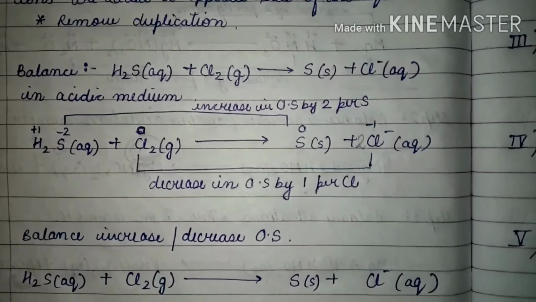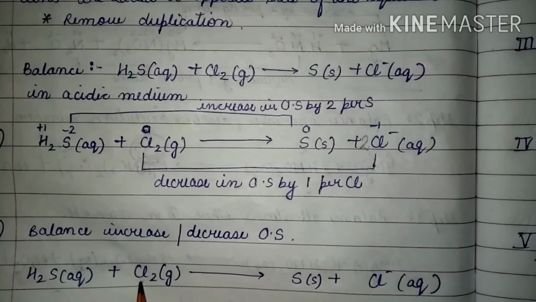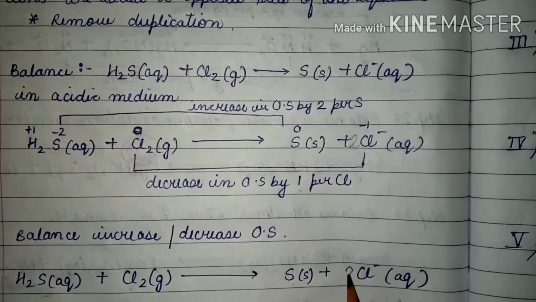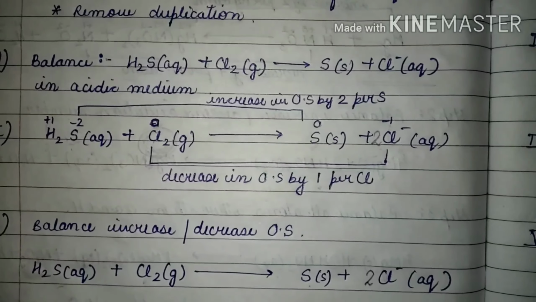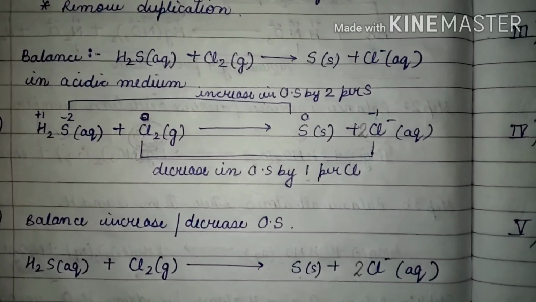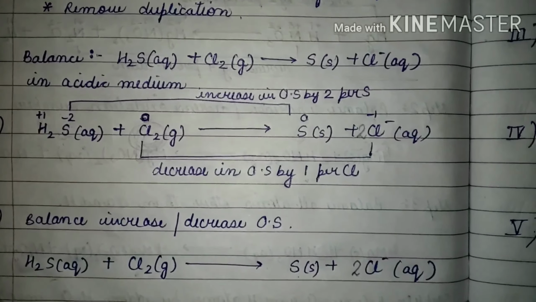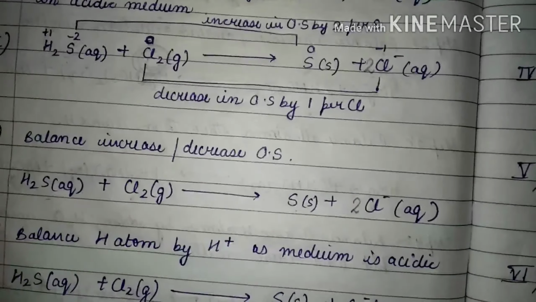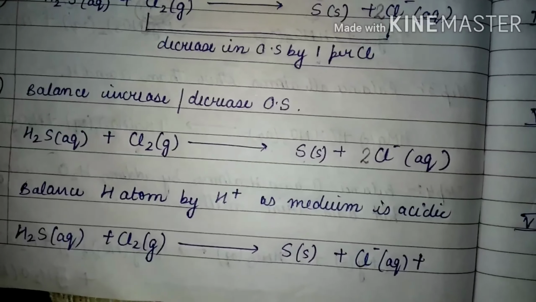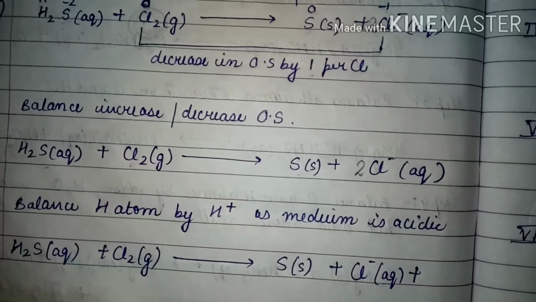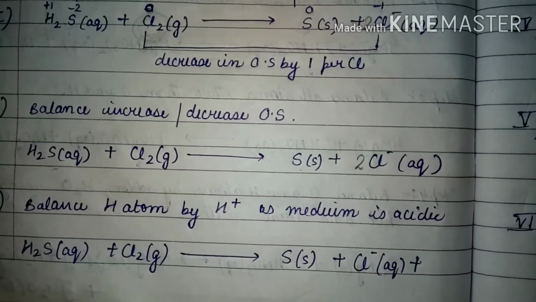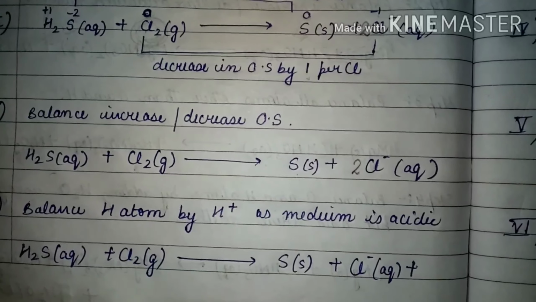Okay, so here H2S will remain the same, Cl2 will remain the same, S and 2HCl. Okay, so here the increment or decrement of oxidation state is by 2, which is the same in both the cases. Now if we move towards the third step, so here the third step was to balance the atoms other than oxygen and hydrogen, and the atoms are balanced.